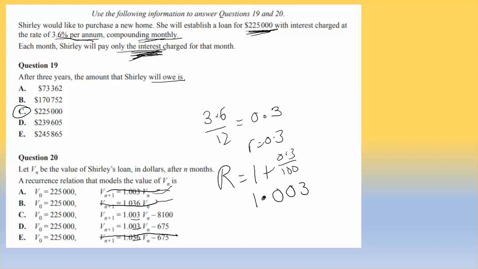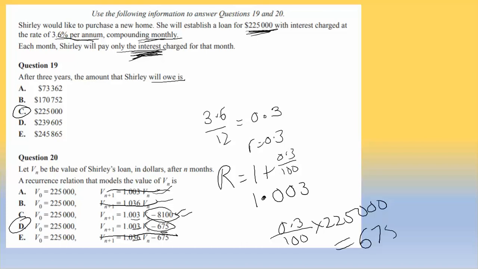Now the money she's paying back is just the interest, 8,100. That's going to be too much interest. So I'm going to guess it's D. But let's just check. We have to work out what the interest is. So she's paying 0.3% of 225,000. So 0.3 over 100 times 225,000. Put that in my calculator and 675. So she's paying 675 interest per month. So D.